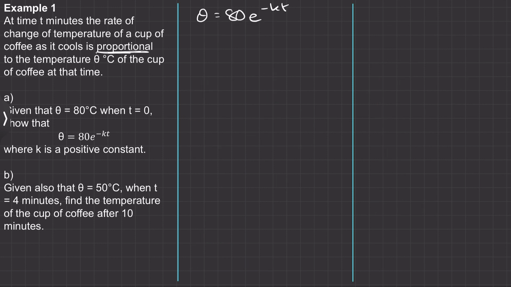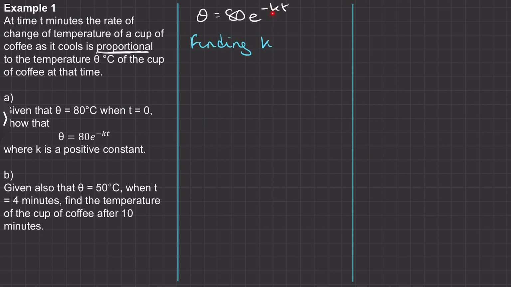Okay, so in part B, we're given that when theta is equal to 50 and t is equal to 4 minutes, we're asked to find the temperature of the cup after 10 minutes. So to work out this part, we need to work out what k is. So this is the next step of our question. We're going to find k.